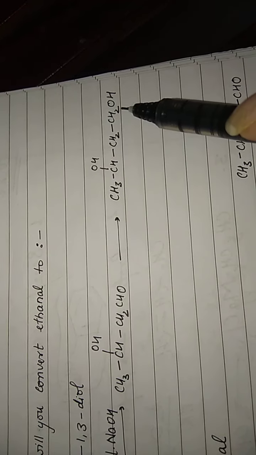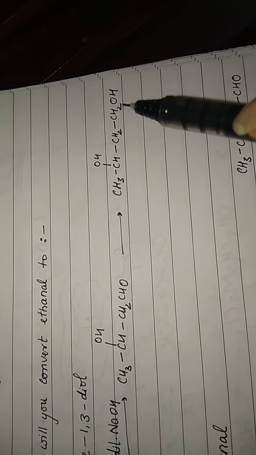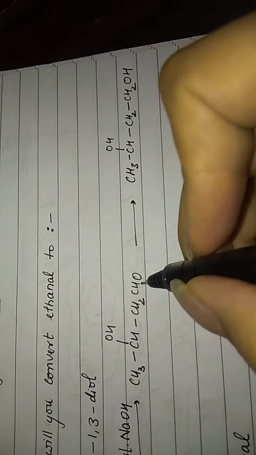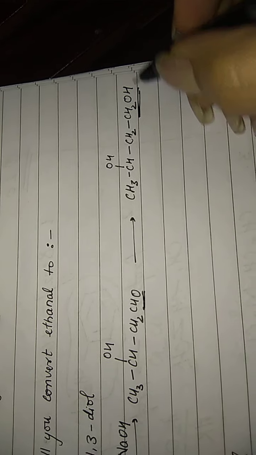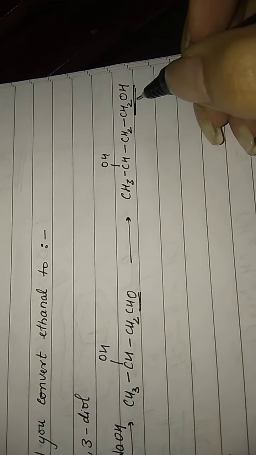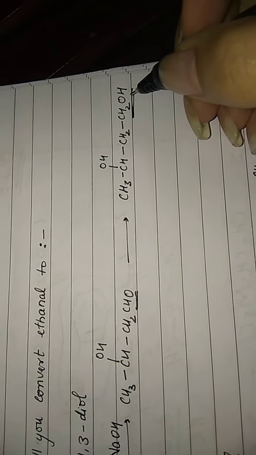Now you have to convert this compound to this particular alcohol. If I notice over here, this OH remains intact while this CHO has to get converted. This CHO has to get converted to CH2OH. That means the aldehyde has to get converted to the alcohol with the same number of carbon atoms, right? So what can I do over here?